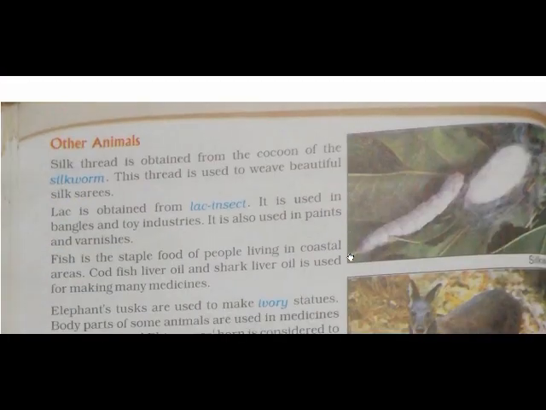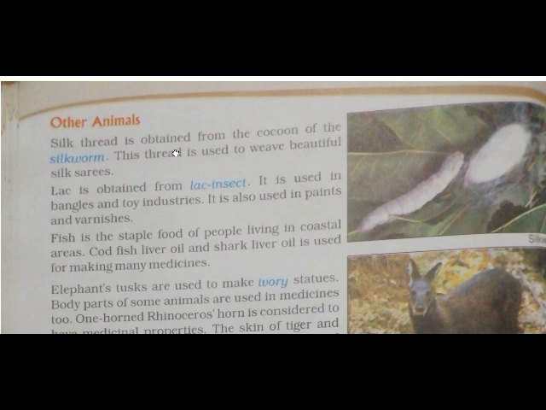Now other animals: Silk thread is obtained from the cocoon of the silkworm. This thread is used to weave beautiful silk sarees. So this silk thread from the silkworm is used as a clothing material to weave different beautiful silk sarees.